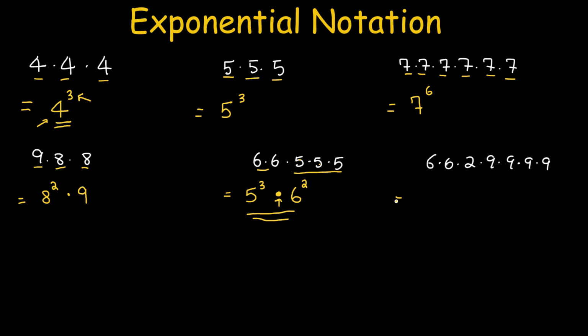Now, the next one, we have more 9s, and we have 6, and we have a 2. So let's write 9 is the base. And how many 9s? That's 4. Multiply or times, let's write 6, and we have 1, 2. Right, so this is our answer. Now you understand writing using exponential notation.